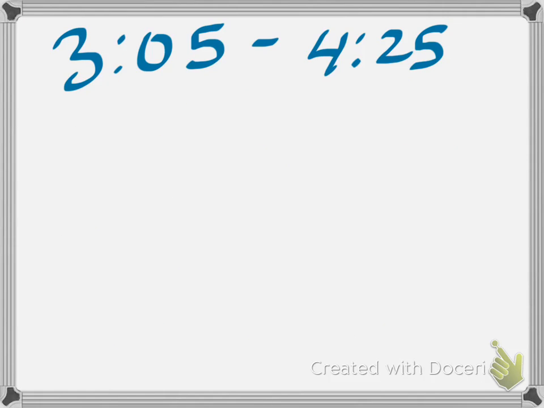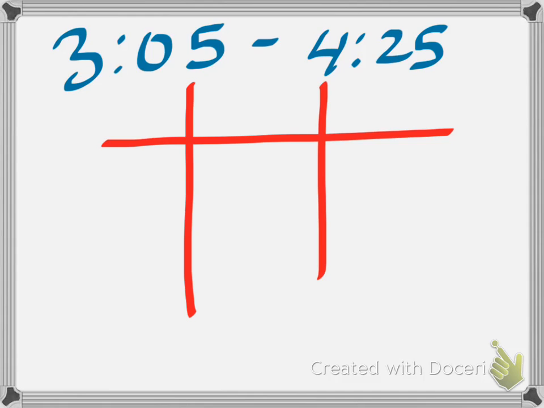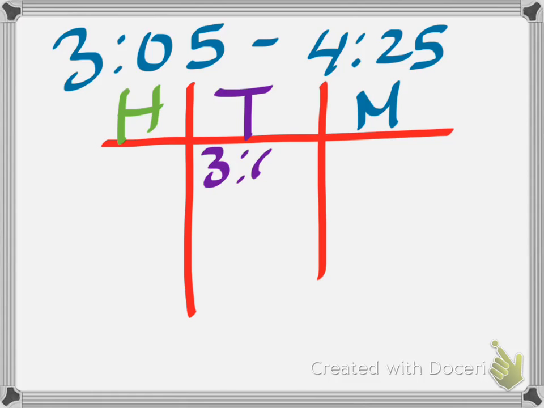We're going to find the elapsed time from 3:05 to 4:25. The first thing you should draw is this graphic organizer. In the middle, you are going to write a T for time. On the left-hand side, you're going to write an H for hour. And on the right-hand side, you're going to write an M for minute. The next thing to do is to put the start time underneath the T. So our start time is 3:05.